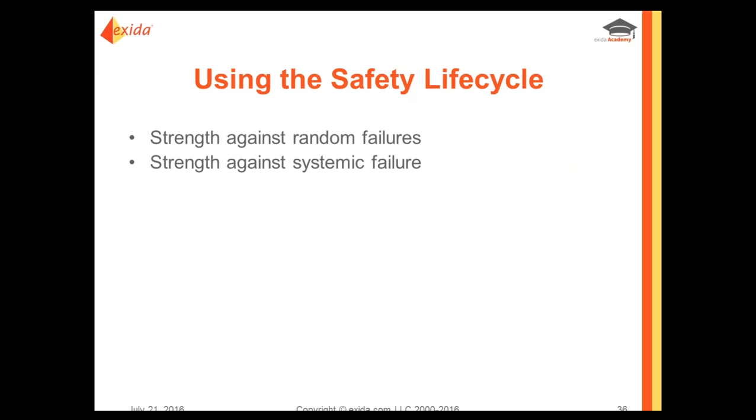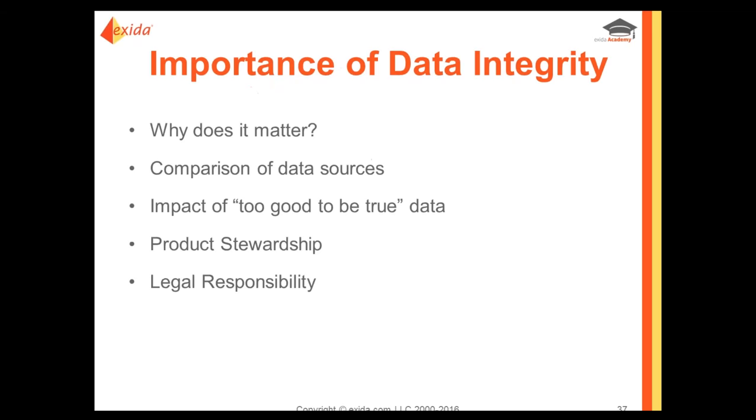So if you go through the safety life cycle, you're designing strength against random failures, and you're designing strength against systematic failures. I know that was quick and you might have some questions on the safety life cycle, but we also have more webinars devoted entirely to the safety life cycle, or even portions of it. So hopefully you got a general overview of what the safety life cycle for IEC 61511 entails.